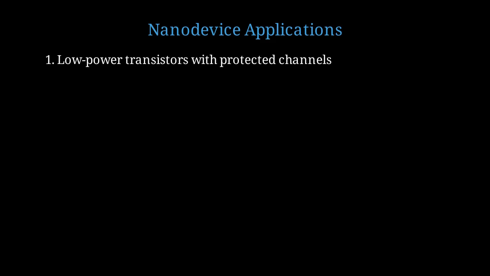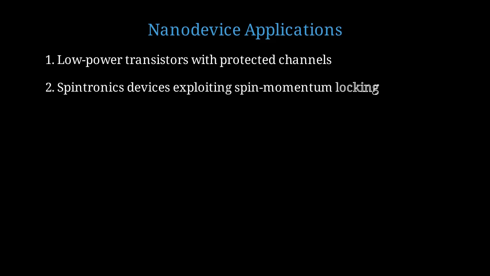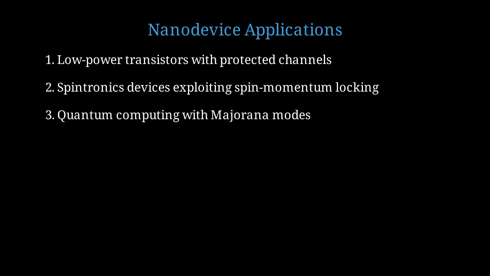Now let's discuss nanodevice applications. The unique properties of topological insulators enable novel device concepts. First, low-power transistors. The protected surface channels could enable transistors with reduced scattering and lower power consumption. Second, spintronic devices. The spin momentum locking allows efficient generation and detection of spin currents. Third, quantum computing. When combined with superconductors, topological insulators can host Majorana fermions, exotic particles useful for topological quantum computation.